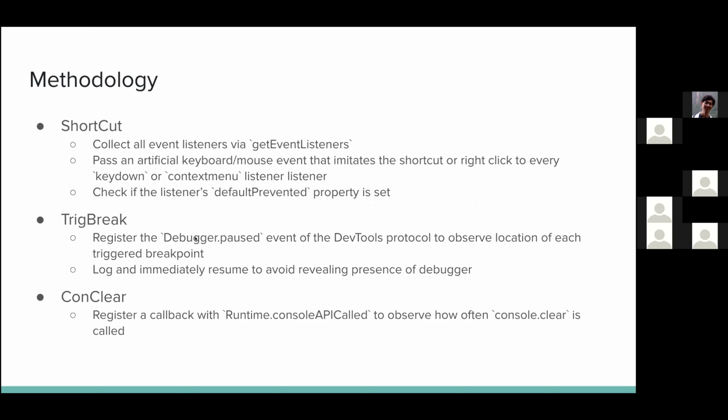For each of the techniques, I'll go through this quite briefly, but they make use of the DevTools API in order to detect them. For example, for the shortcut, it collects all event listeners, and then passes a keyboard or mouse event that imitates the shortcut to the listener, and then checks whether default prevented is set or not. Then for console clear, it registers a callback with the runtime console API hook to observe how often console clear is called. Every time it's called, this callback will be called, and then they can check how many times console clear is called.